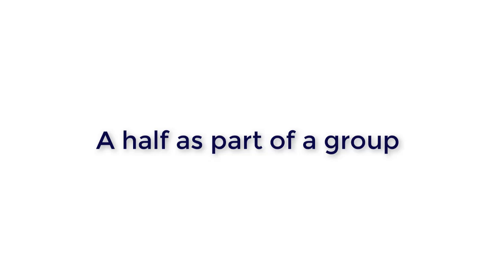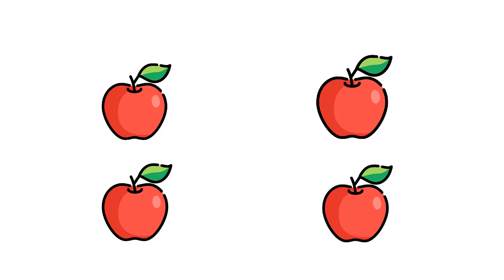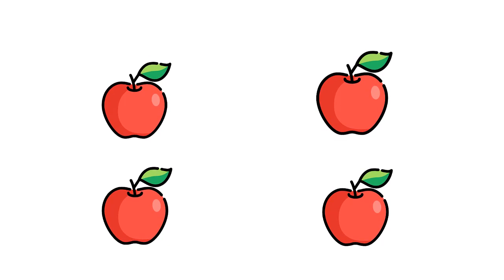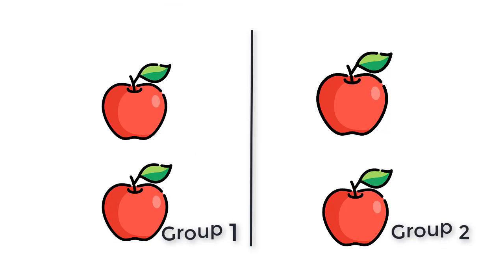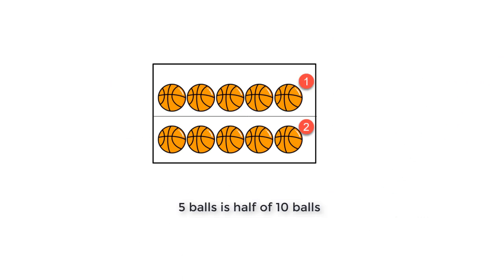A half as part of a group. A half doesn't have to be part of a whole. It can also be a part of a group. Let us assume you are given several items. If you find that you can divide the items into two equal groups, then each of these groups is a half. Let us look at this example. A half of 10 balls is 5 balls.